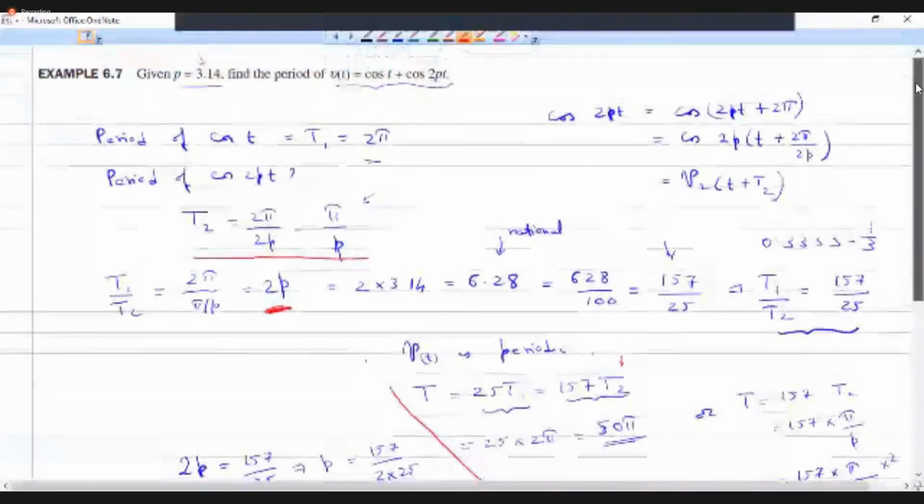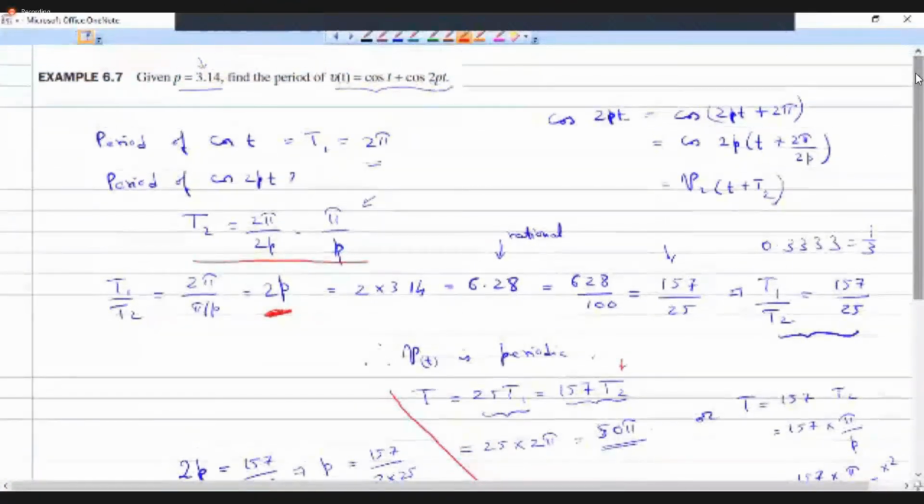No, sir. Okay. So I hope the concept of periodic functions, and when we add two periodic functions, whether the new function is periodic or not, we can check it. I hope that concept is clear to you. Yes, thank you, sir. Now, okay, let us move on.